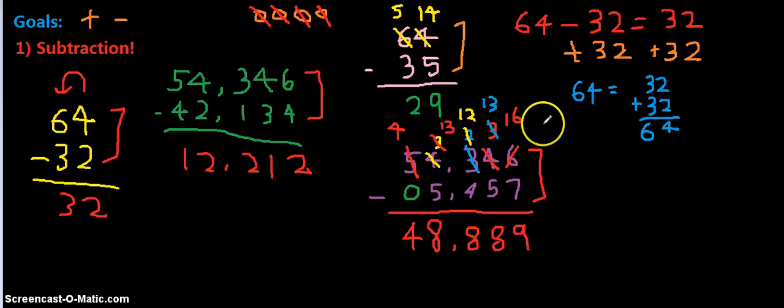But anyways, just remember the rule of borrowing for now, and I promise that I will make a video dedicated entirely to why this procedure actually works. Why does subtraction work this way? And why does borrowing work? Why does adding 10 to this and then subtracting 1 from here actually work? So this basically is the end of this video.